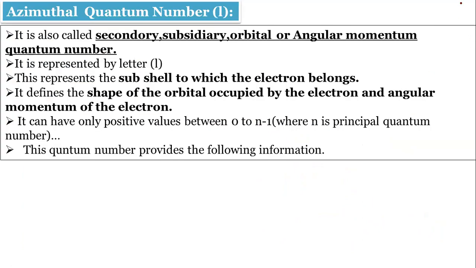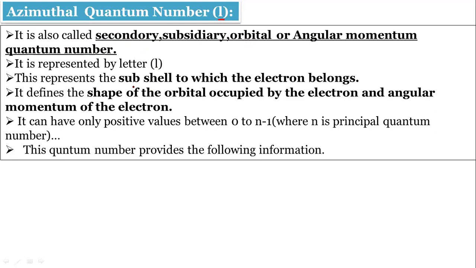Then the second quantum number is the azimuthal quantum number. It is denoted with small l. Remember, this can be asked for the MCQ purpose. It is also called secondary, subsidiary, orbital, or angular momentum quantum number. Secondary quantum number, subsidiary quantum number, orbital or angular quantum number.